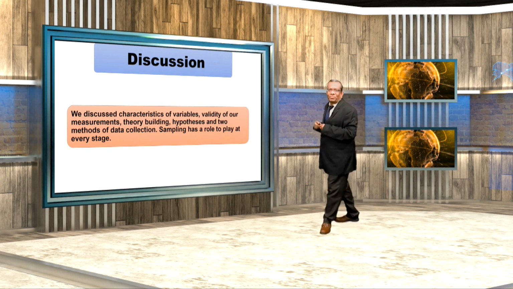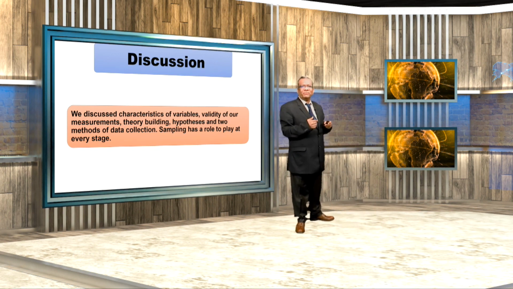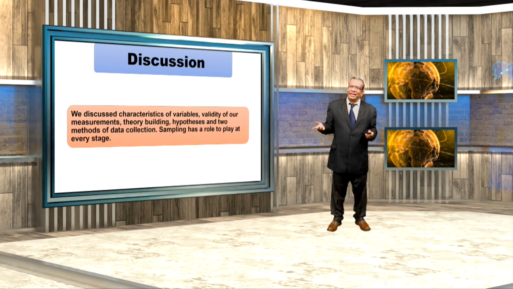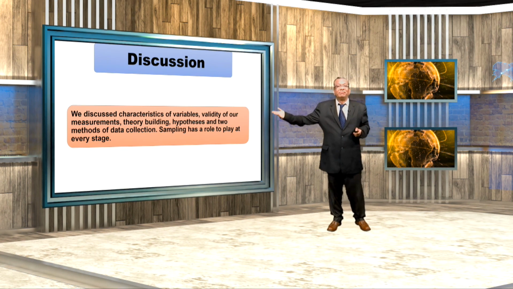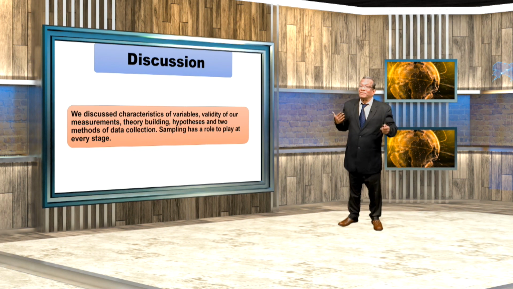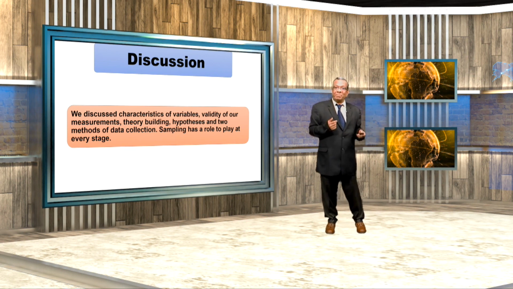Now, discussion. We discussed characteristics of variables, validity of our measurements, theory building, hypothesis, and two methods of data collection. Sampling has a role to play at every stage. Please do remember, if you take very low samples, the entire effort goes waste. If you take very high samples, it will be very high cost. Therefore, optimum sample size is one of the most important objectives of researchers. Therefore, this discussion may help you in doing your sampling course well.